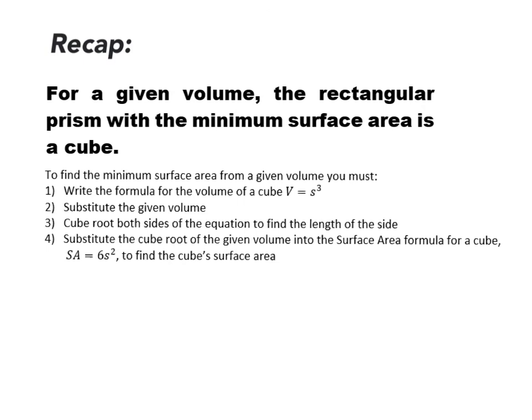For a given volume, the rectangular prism with the minimum surface area is a cube. And to find the minimum surface area from a given volume, you must write the formula for the volume of a cube, V equals s cubed, substitute the given volume, cube root both sides of the equation to find the length of the side, and then 4, substitute the cube root of the given volume into the surface area formula for a cube, surface area equals 6s squared, to find the cube's surface area.